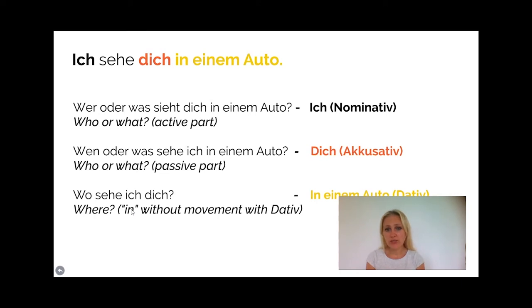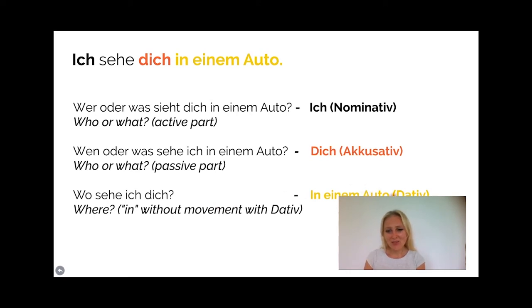So here the question is whether you're asking where do I see you or where to do I see you. Where to would be with a movement, but here I'm just seeing you in a car. So in this case, you have to use it in the dative case. In the A2 level, you will learn it much more in depth with those Wechselpräpositionen, as we call them.